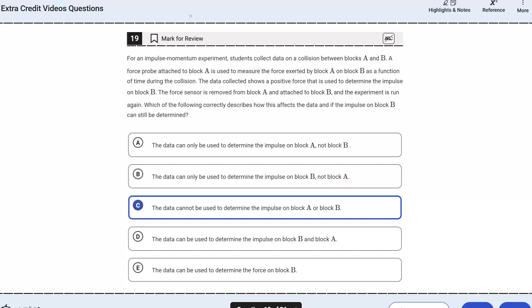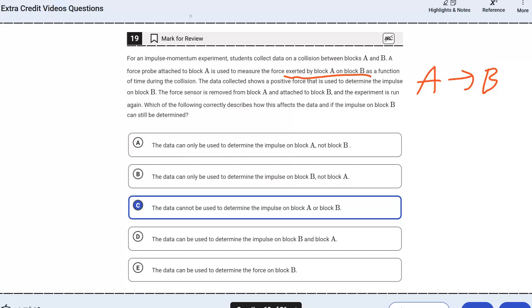Okay, so if we read through this question, let's highlight what's important. In a collision, it doesn't say which, a force probe attached to block A is used to measure the force exerted by block A on block B, so A on B, as a function of time during the collision. So the area under this graph would be the impulse of block A on B.